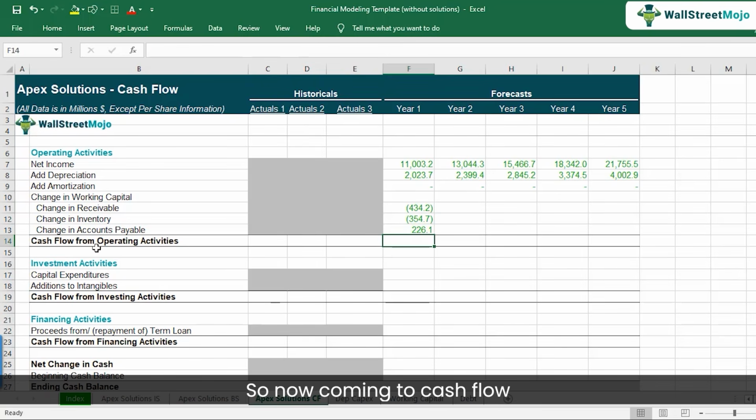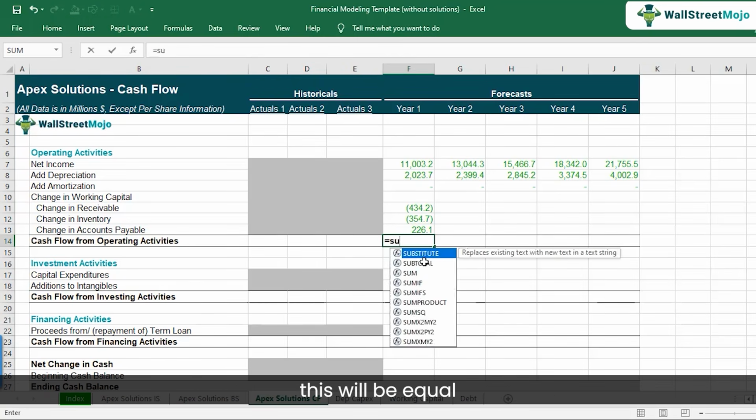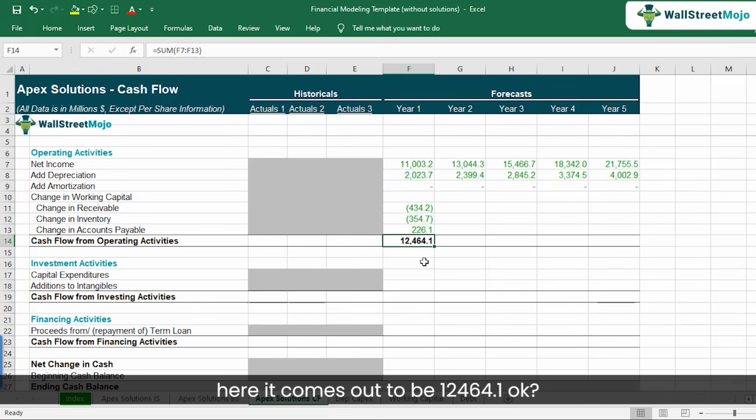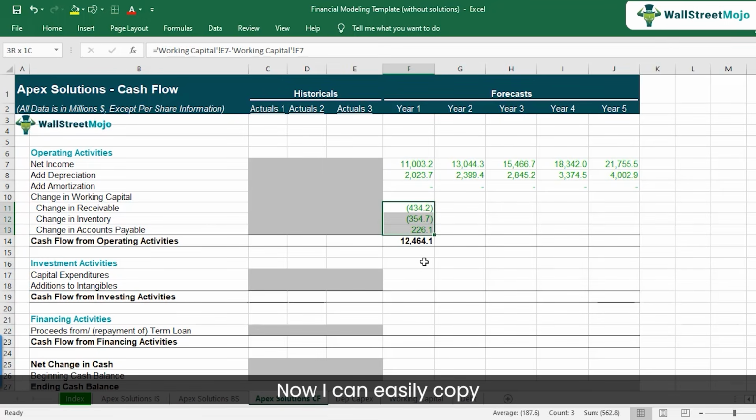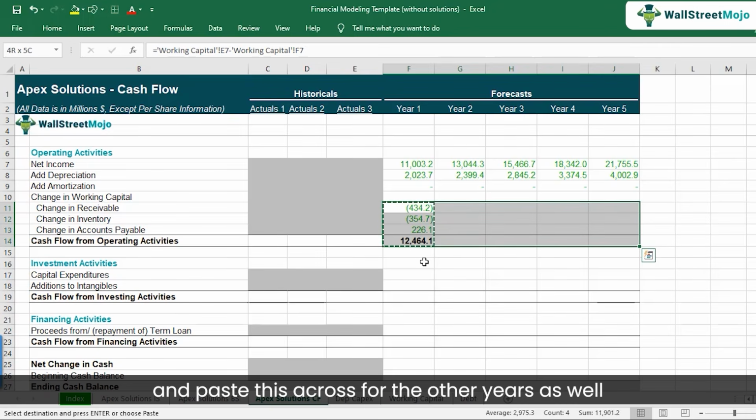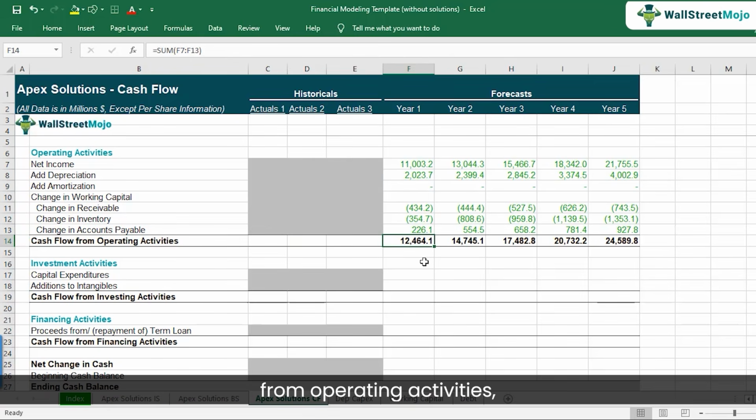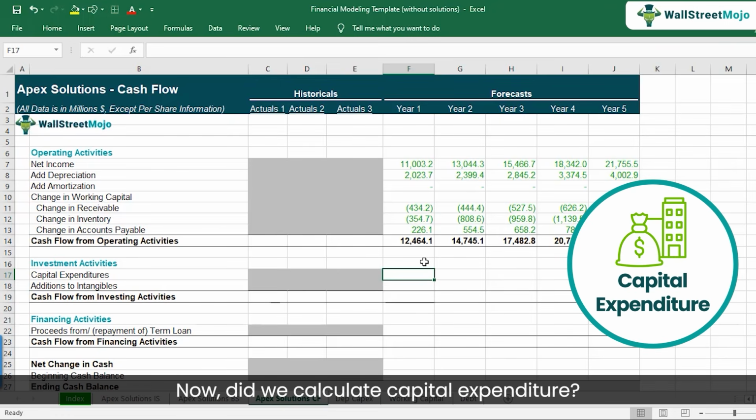So now coming to cash flow from operating activities for year one, this will be equal to the sum total of all of these. So here it comes out to be 12464.1. Now I can easily copy and paste this across for the other years as well, and we now have completed cash flow from operating activities. Fine. Now let's go ahead and look at capital expenditure. Now, did we calculate capital expenditure?